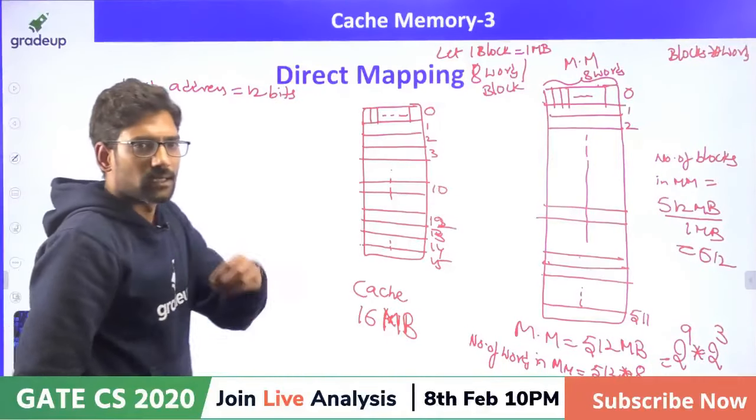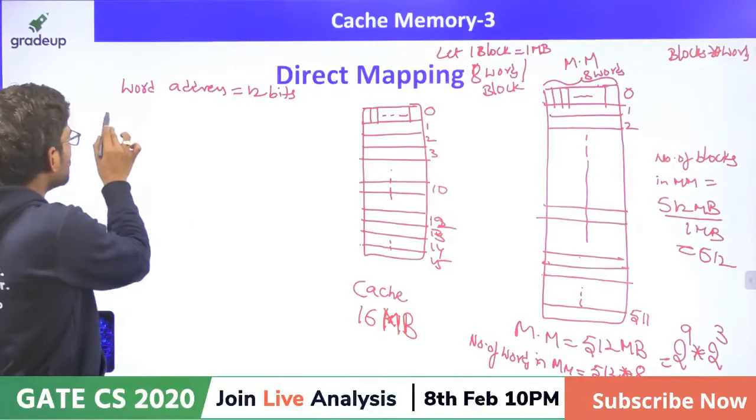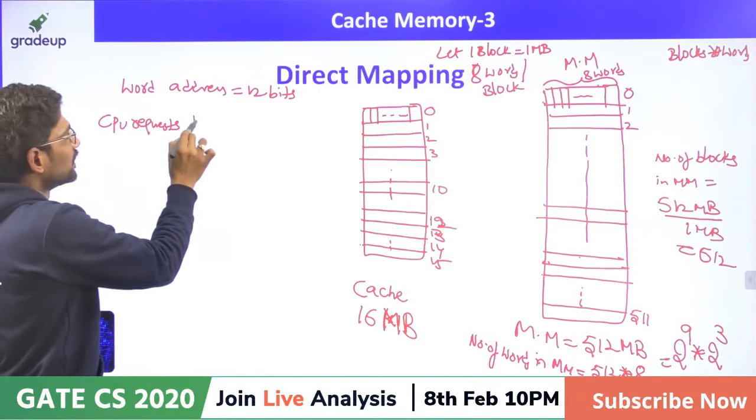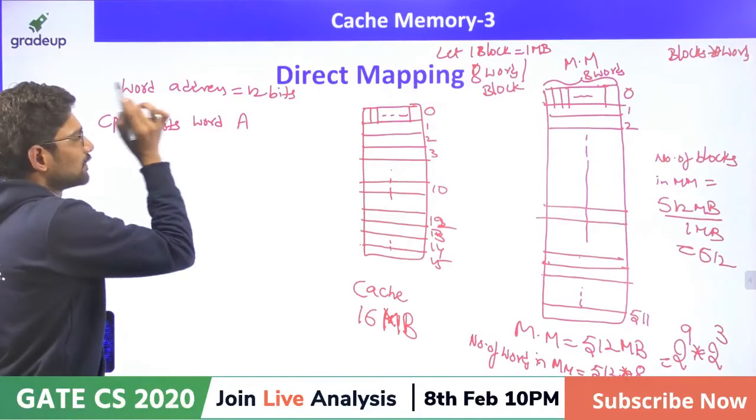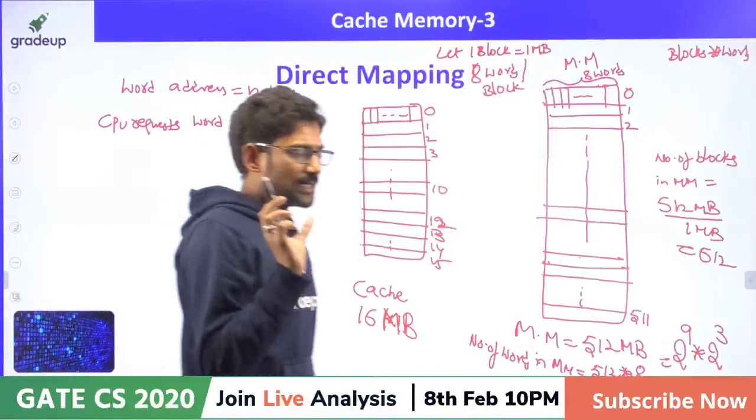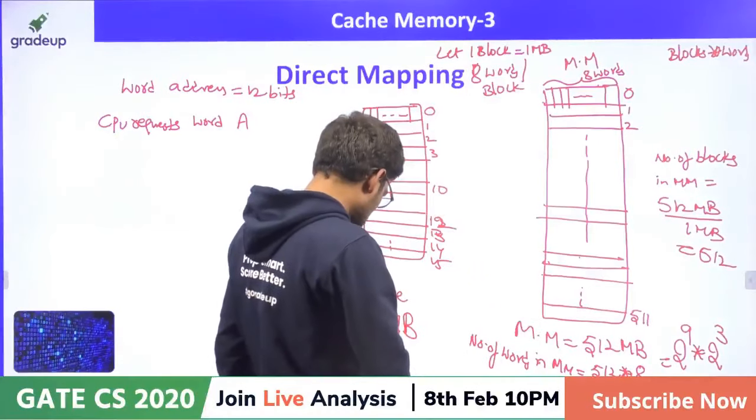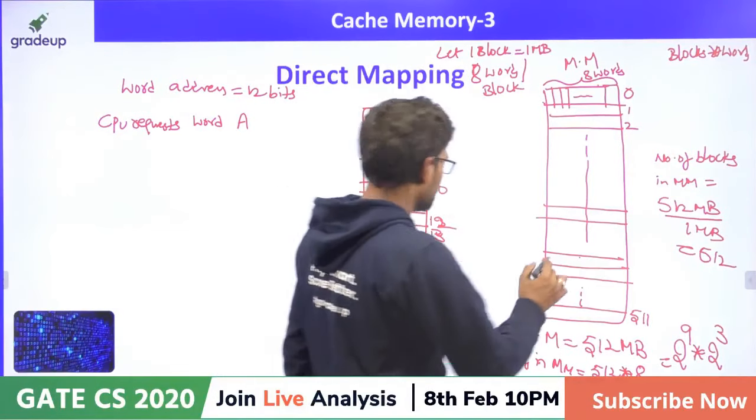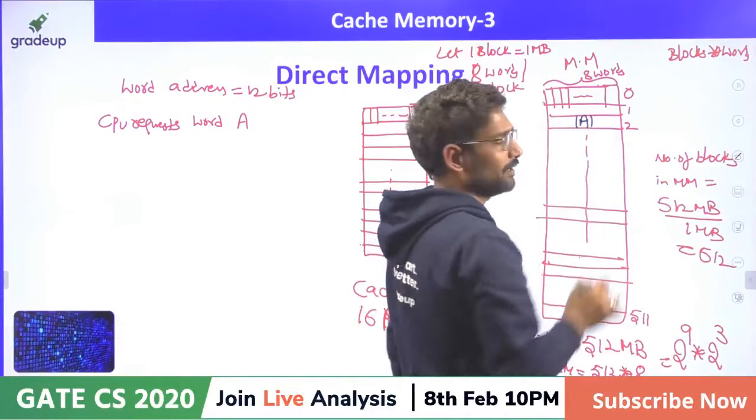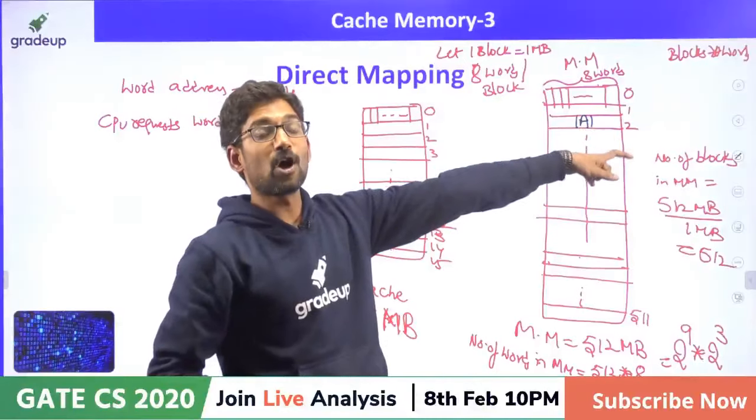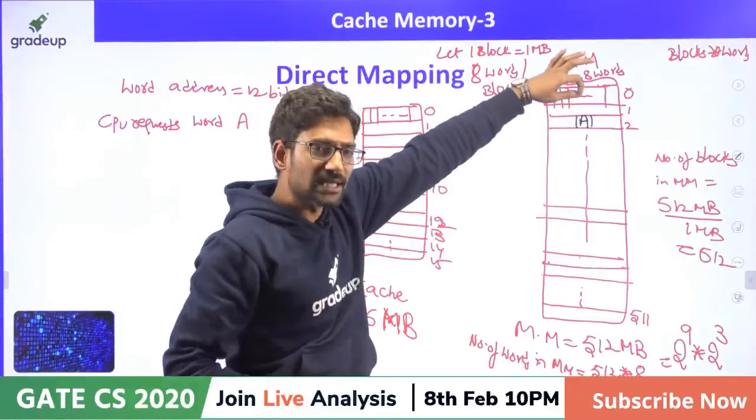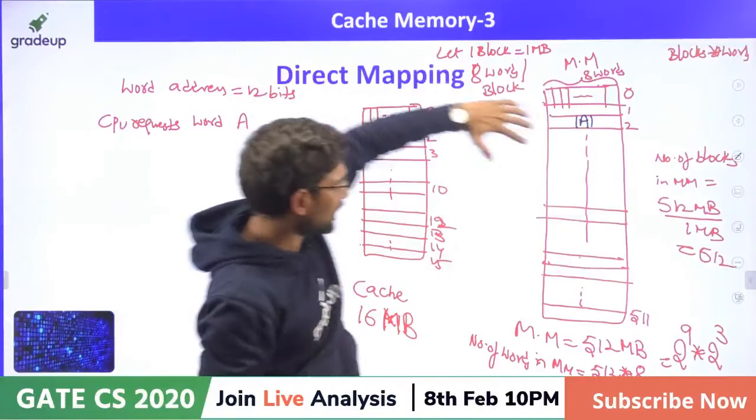Right, guys, let us suppose the CPU is requesting word A by generating its address. What is word A? Where is word A? Let's say word A is in block 2 of main memory. We know though only A is requested, the total block containing A is transferred.